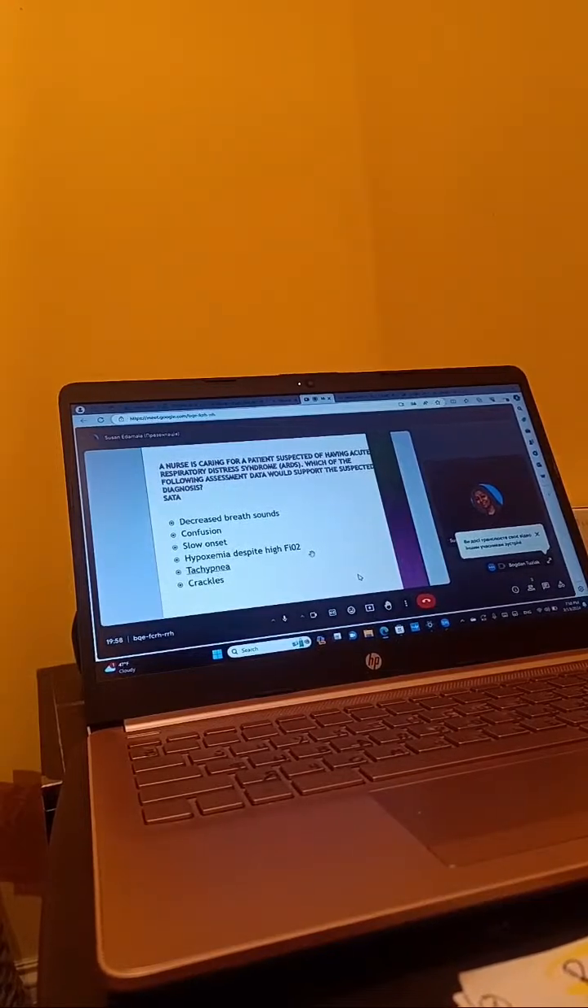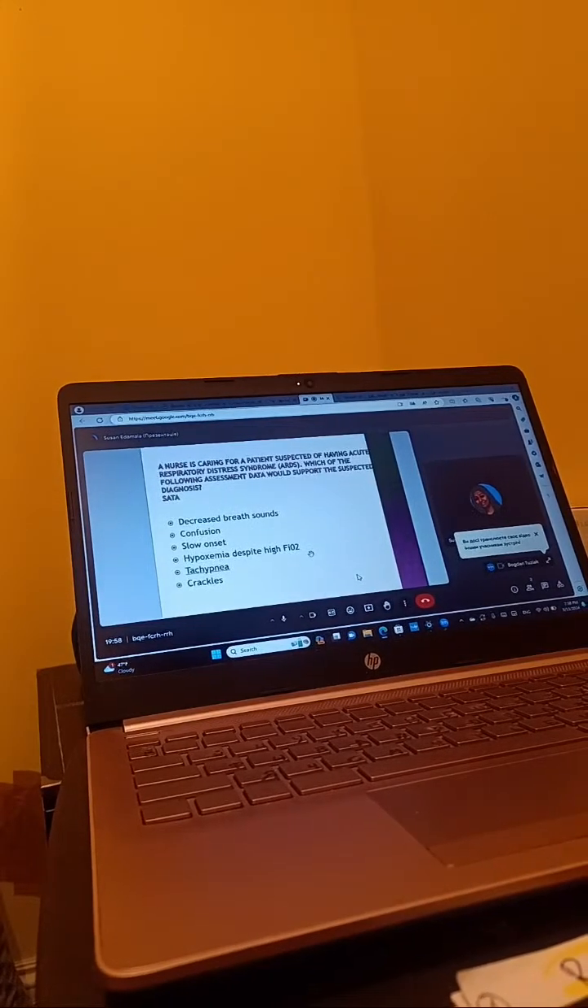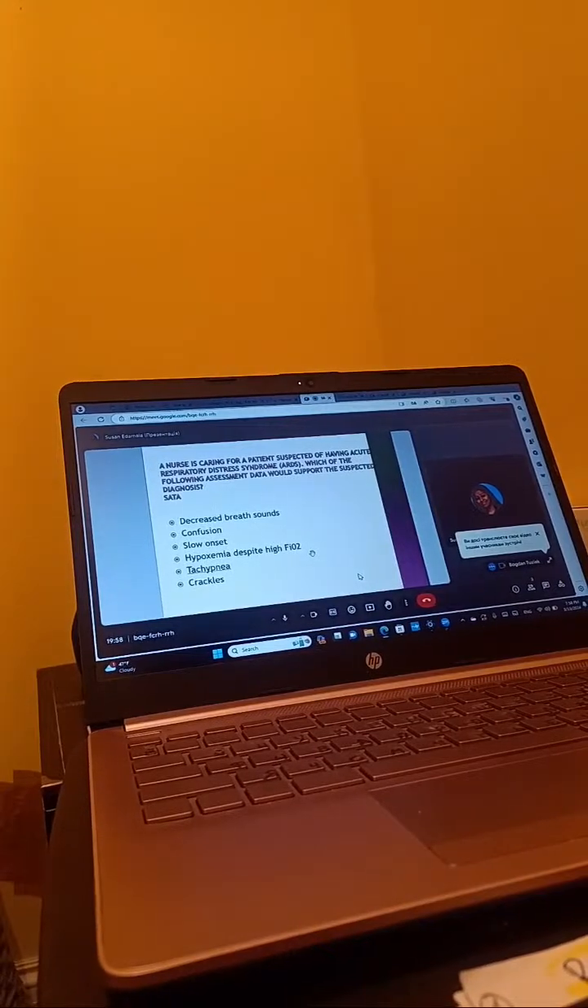Tachypnea. Yes, somebody who's struggling to breathe will definitely be trying to breathe hard, so they will breathe fast and hard. It will be tachypnea. Crackles may or may not be there; we don't know, depending on the cause. If the cause is pulmonary edema or CHF, maybe there are crackles. If not, maybe not. So let's see what the answers are.